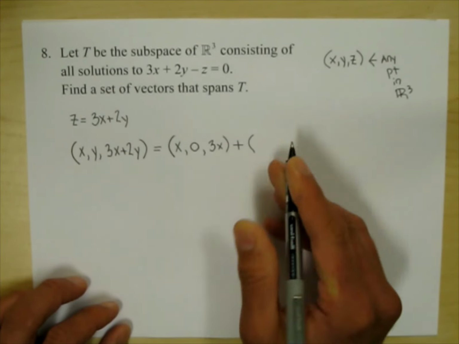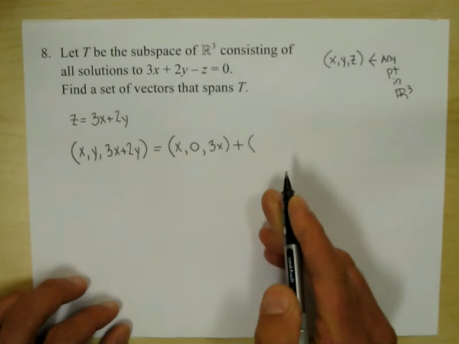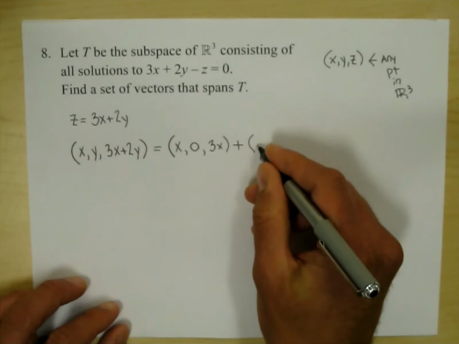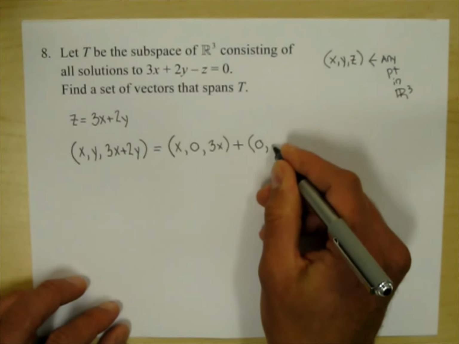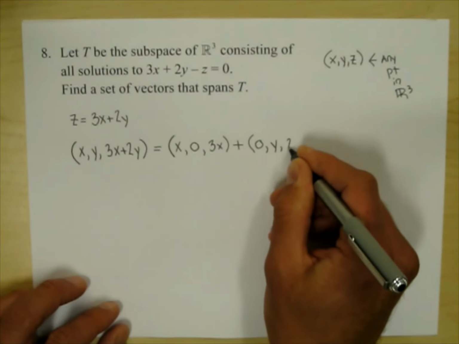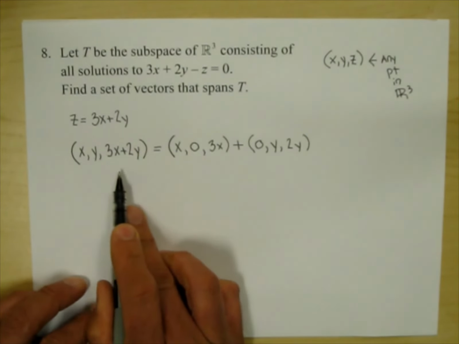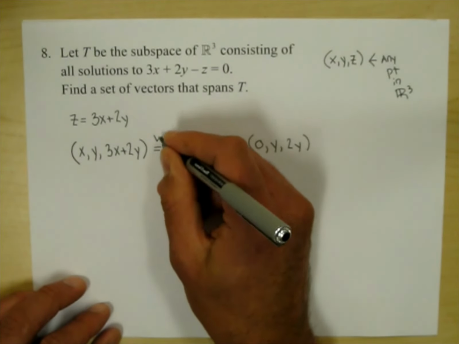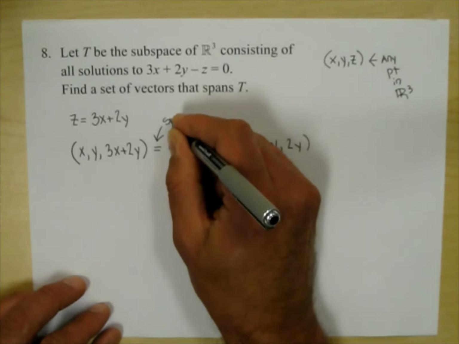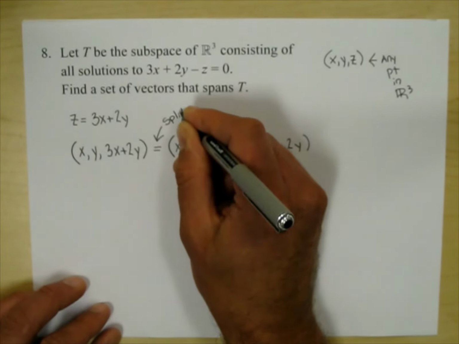Plus, and then this vector is going to hold all the y's. So look, there's no y there, so this is 0. And then y, and then 2y. It's probably easier to go from here back to there. And so this step was called split.